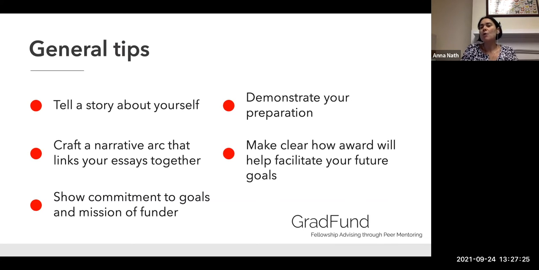And make clear how the award will help facilitate your future goals. Right, we talked about showcasing your future goals, what you plan to do with that broad outreach and your future plans. It's important for funders to feel and to know that their award will mean something, right? It will help you get to your goals. It will help you achieve whatever it is that you said you wanted to achieve. So it's very important, also, usually students conclude with saying how a certain award is going to help them get to whatever it is that they set out to do.